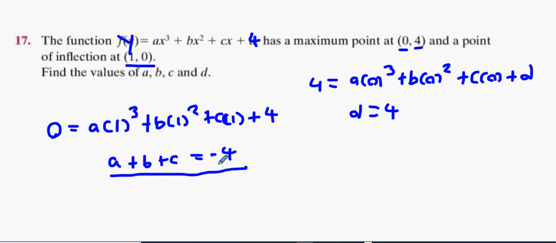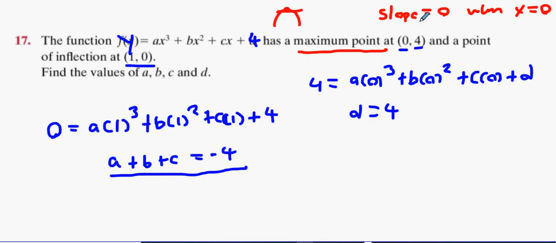Now, I have to listen to what they're telling me. What does it mean by a maximum point? It means the slope is 0 when x equals 0. If it's a maximum point, its slope has to be 0 at that particular x value. So I'm going to do the first derivative, sub in 0 to equal 0.